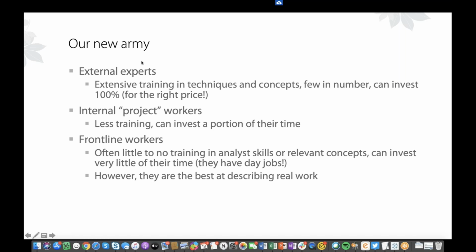And the frontline workers often have little to no training in these kinds of analyst skills or relevant concepts, and they can invest pretty little of their own time because they've got day jobs, and those day jobs primarily don't have to do with safety, except everything has to do with safety. They have to do with something else: patient care, keeping planes in the air, producing energy, whatever the primary focus of that organization is. However, those frontline workers are best at describing their real work. So these are some of the characteristics I think are relevant in figuring out how we can utilize dynamically each of these different groups.